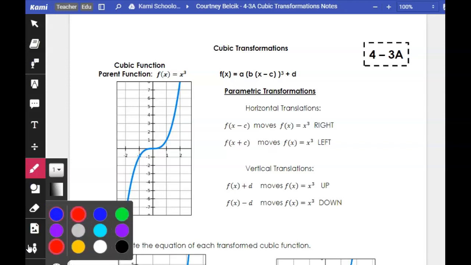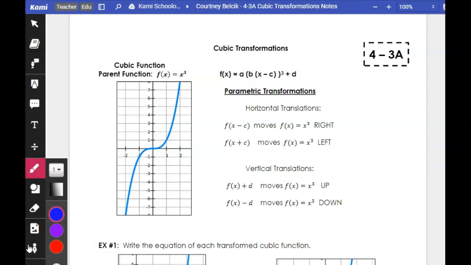Hi everyone, today we're going to talk about transformations of the cubic parent function. So today we're really just going to focus on the cubic function. Tomorrow we'll talk about the cube root transformations, but today we're just going to focus on the one that you see in the graph here.